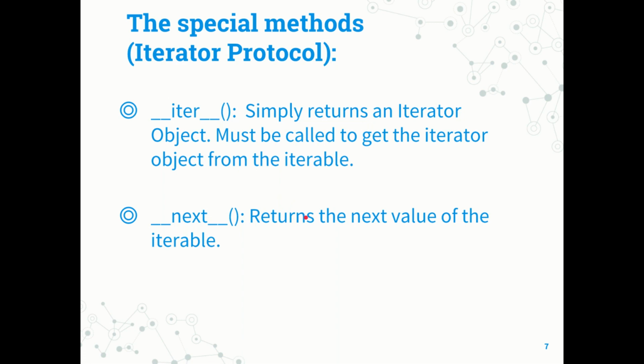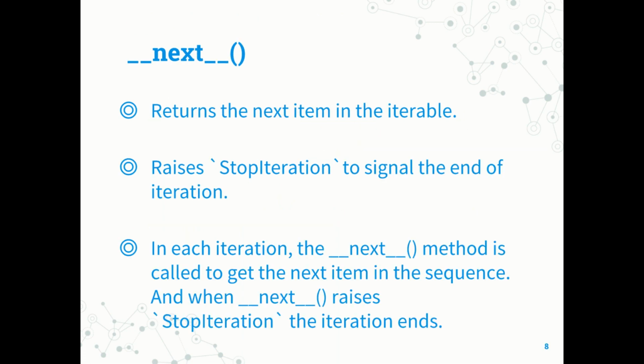Next up, let's take a closer look into the __next__ method. The __next__ method, as we all know by now, returns the next item in the iterable. Let's take a look into the second point. It says it raises the StopIteration exception to signal the end of iteration. The third point ties the first and the second point together. It says in each iteration, the __next__ method is called to get the next item in the sequence. And when __next__ raises the StopIteration exception, the iteration ends.